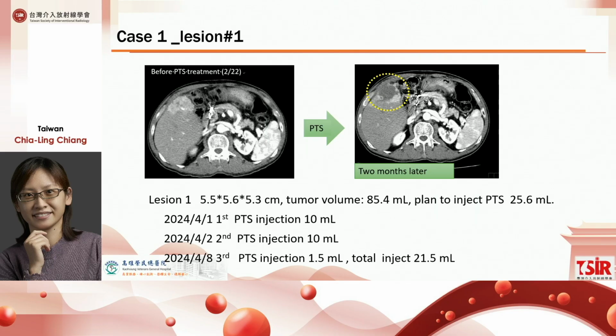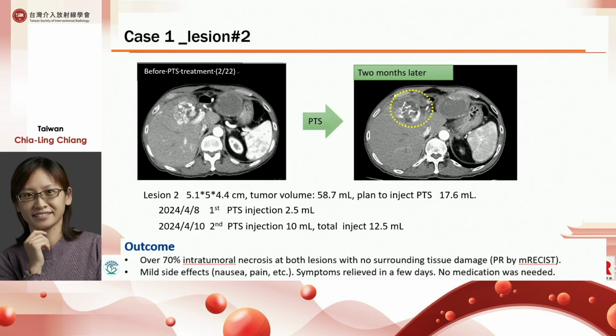And after PTS injection, 2 months later, we can see there is a significant central tumor necrosis in this lesion. And the second lesion, the treatment course was divided into two injections. The first injection is 2.5 milliliters, and the second is 10 milliliters. And also, 2 months later, the lesion shows evident central necrosis. The outcome is more than 70% of intratumor necrosis at both lesions, with no surrounding tissue damage, partial response by mRECIST criteria.